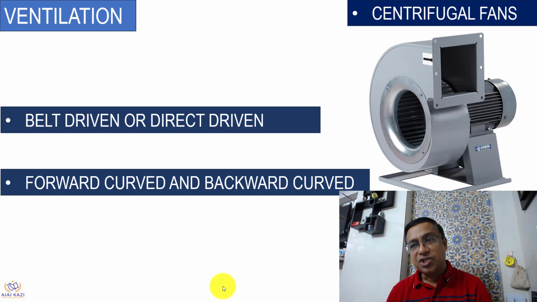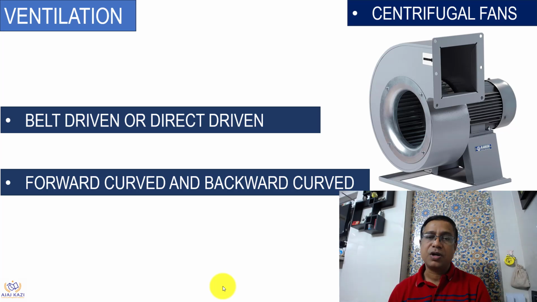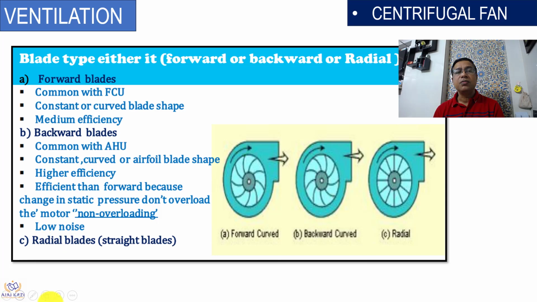Let us look at centrifugal fans. They are belt driven, or direct driven, forward curved, or backward curved. Now, forward curved we generally use in fan coil units. You can see a forward curve fan over here first. Second, you can see the backward curve fan. You can see the curve of the blade, and we can see a radial. You can see the difference from these pictures.